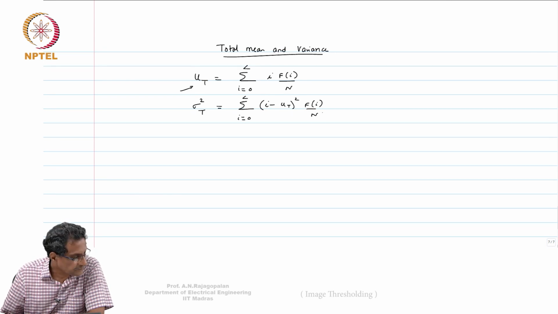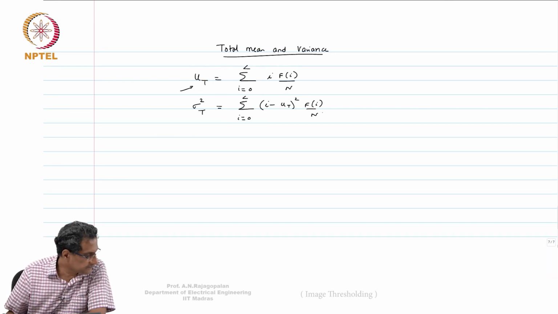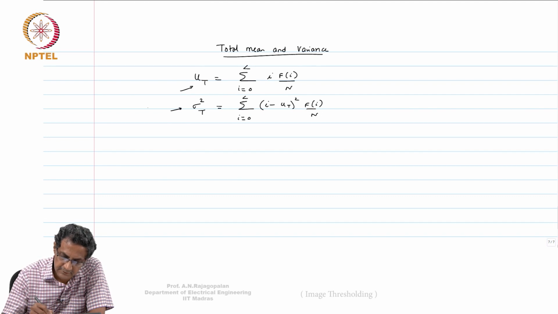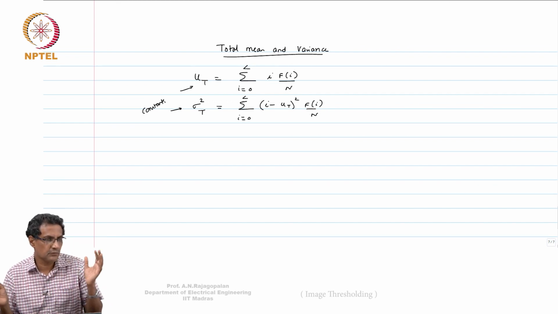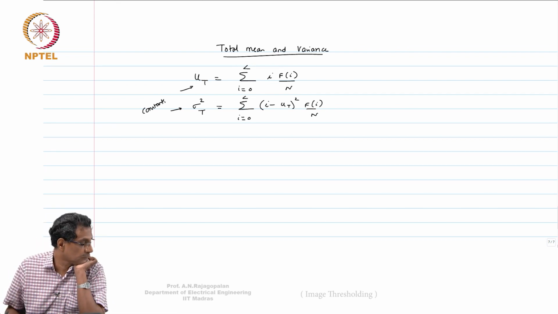Now note that both of these are constants. Mu is a constant, and sigma square is a constant. These two do not depend on small t.